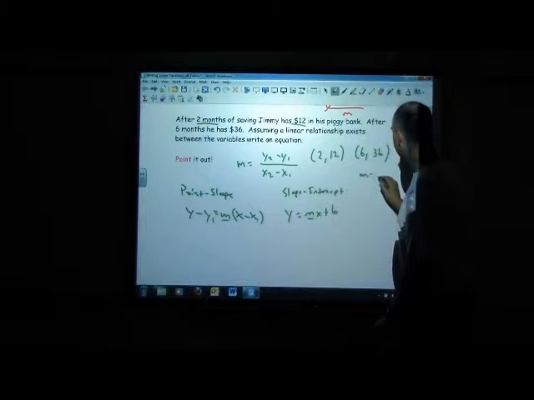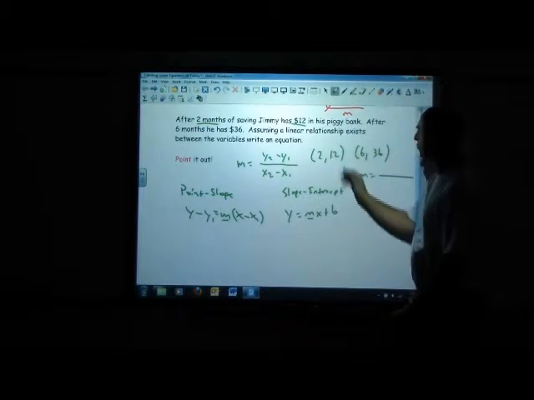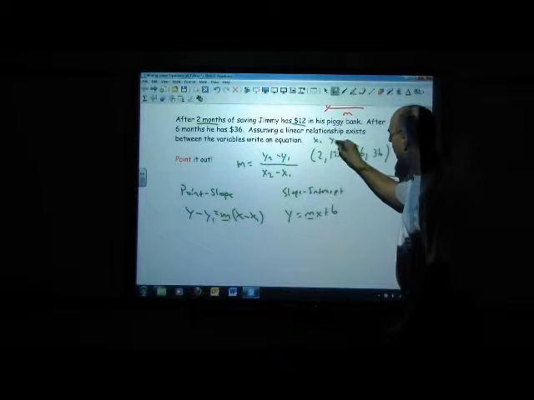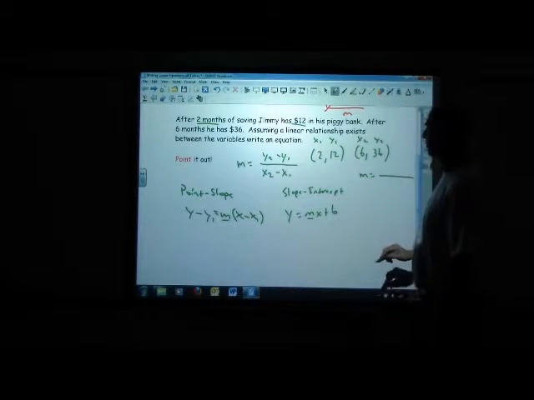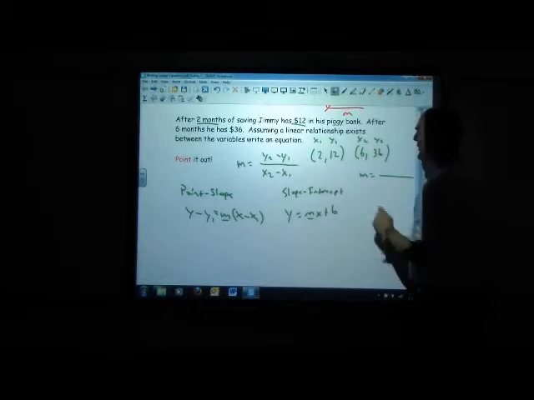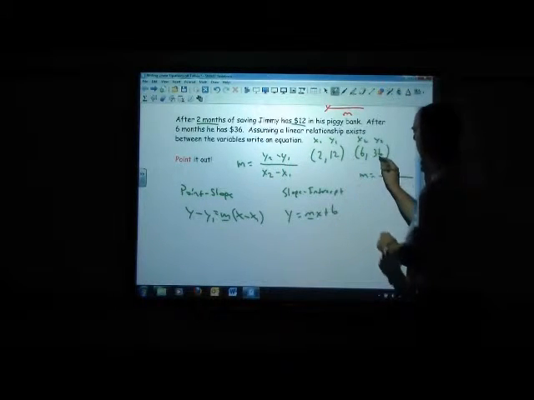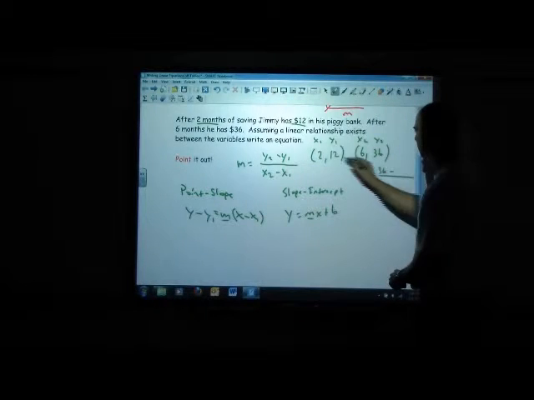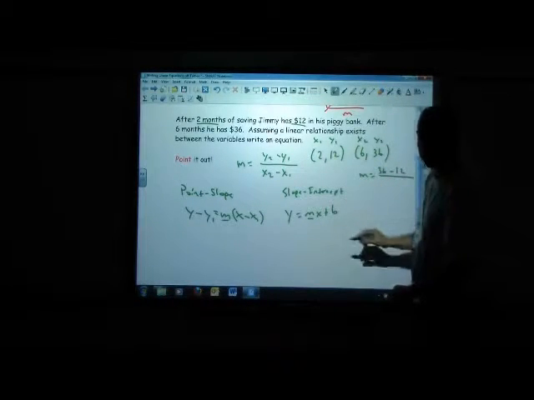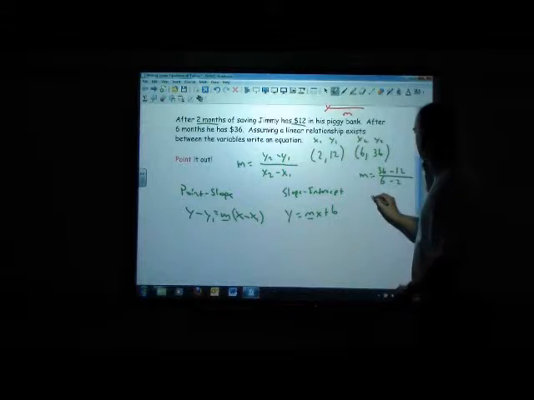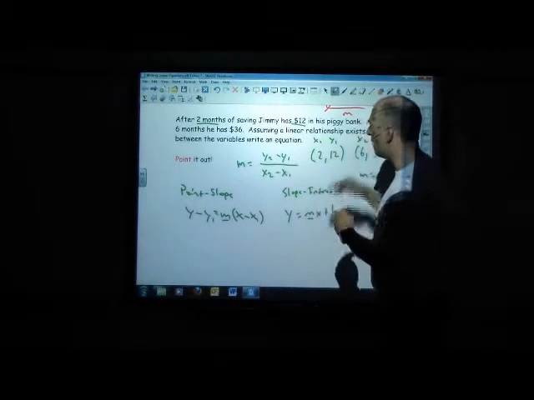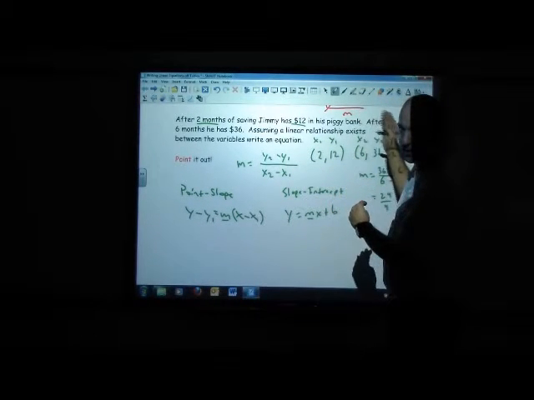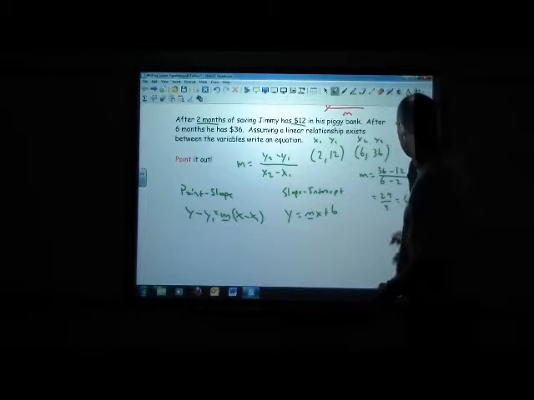So m equals y2 minus y1 over x2 minus x1. Now your first coordinate would be x1, y1, and your second coordinate would be x2, y2. So I'm going to put the values into the slope formula. So the difference of my y values, y2 is 36 minus 12. The difference of my x values is 6 minus 2, which I believe results in 24 over 4, or 6. Essentially what we're saying is his money, Jimmy's money, is going up $6 every month. That's his rate of change, or his slope.